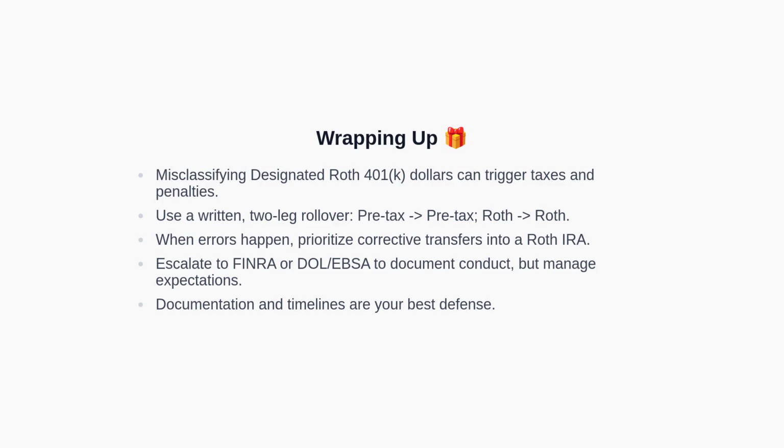To wrap up, misclassifying designated Roth 401k dollars can lead to unexpected taxes and penalties. Use a written, two-leg rollover, pre-tax to pre-tax, and Roth to Roth. If errors occur, prioritize corrective transfers into a Roth IRA. Escalate to FINRA or DOL/EBSA to document conduct while keeping expectations realistic. Above all, rely on documentation and tight timelines.